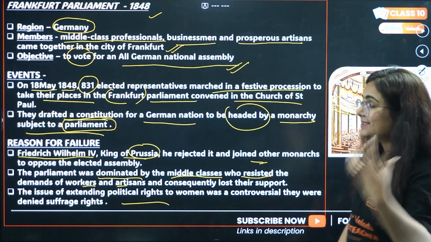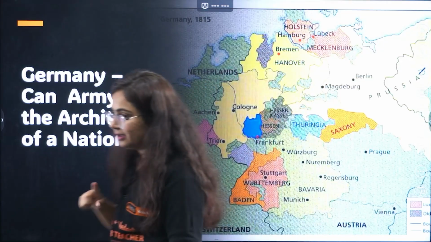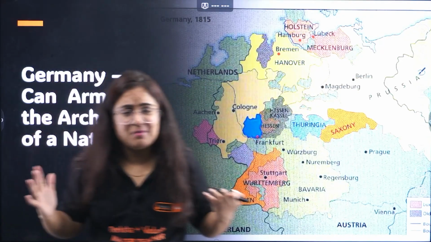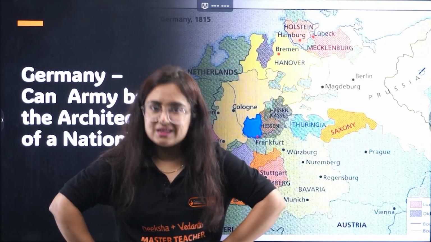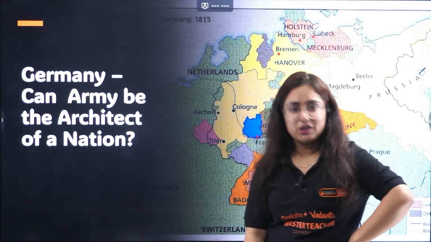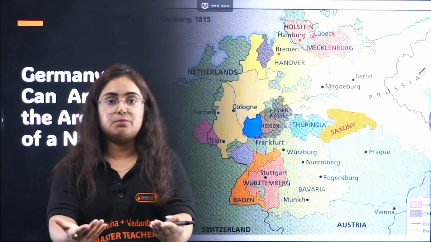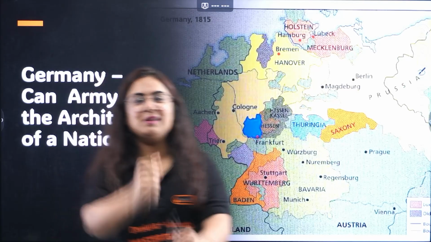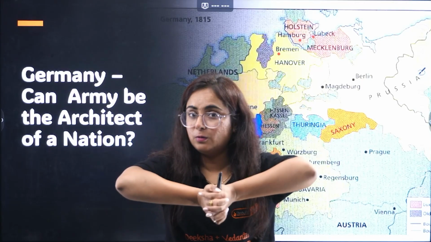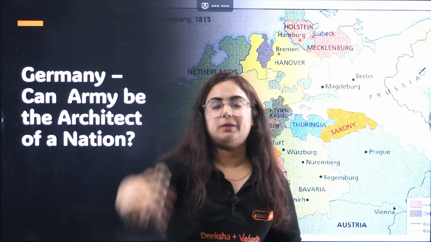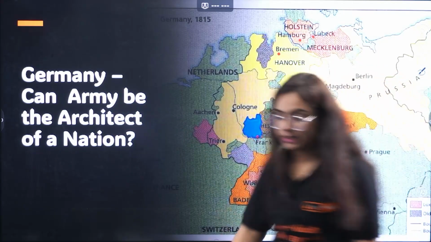So again, a step taken by the German region to unite themselves failed, but Germany is there. So something might have happened that united the entire Germany. Yes, obviously. And what's that? That is the next topic. So the German region, where people used to speak the German language, finally becomes a nation. How? With the help of the army. So the question is, can the army be the architect of a nation? Yes, architect of the nation.